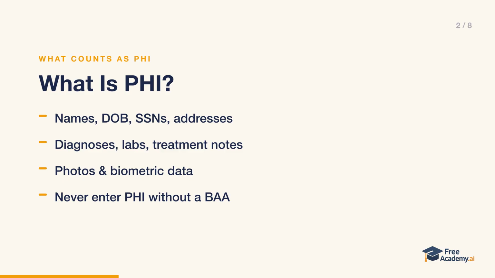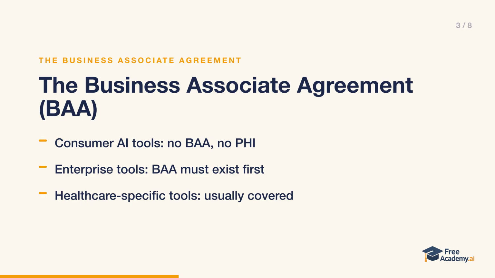Here's the rule to memorize. PHI should never go into an AI tool unless that tool has a HIPAA-compliant agreement with your organization. Not sometimes, never unless that agreement exists. Any third-party vendor that handles PHI on your organization's behalf must sign a Business Associate Agreement, or BAA. It spells out how they'll protect the data, what they can and can't do with it, how they'll notify you of a breach, and how they'll dispose of it.